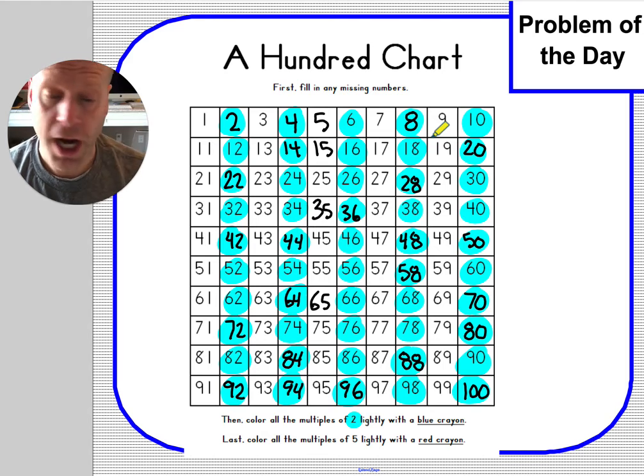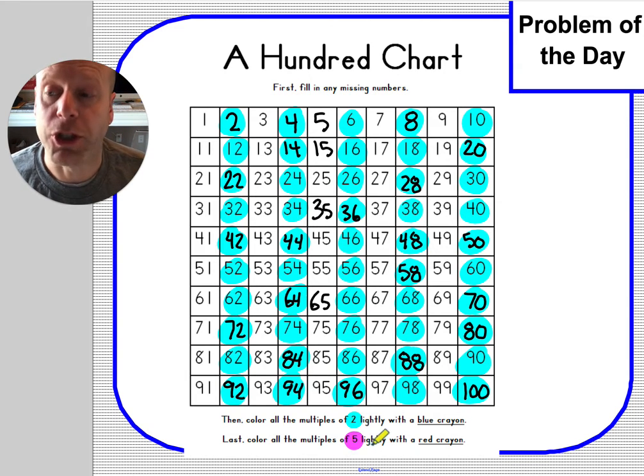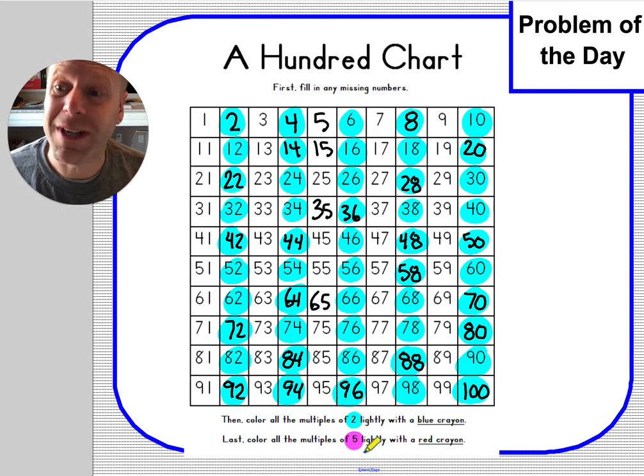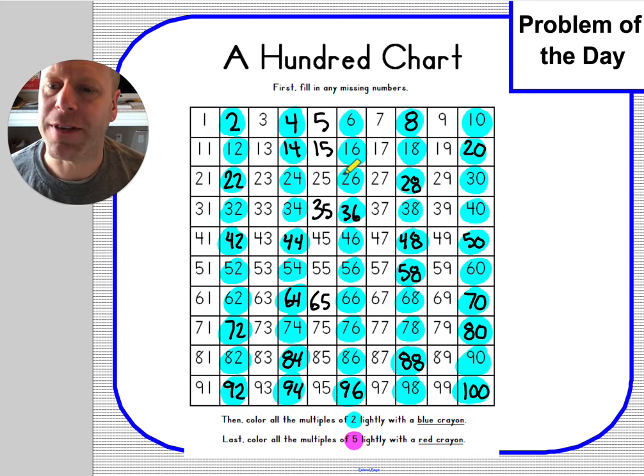All right. Second, we're going to change our highlighter to something that is red, but you can still see through it. Now we're going to do multiples of 5. Now, just like the multiples of 2 didn't always have a 2 in them, the multiples of 5 don't always have a 5 in them. So don't just look for the 5s and get all the 5s. No. What we want to do is start skip counting by 5s.